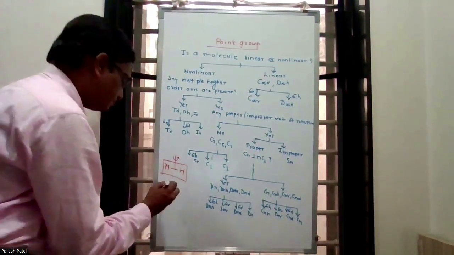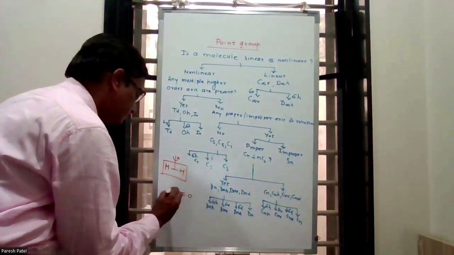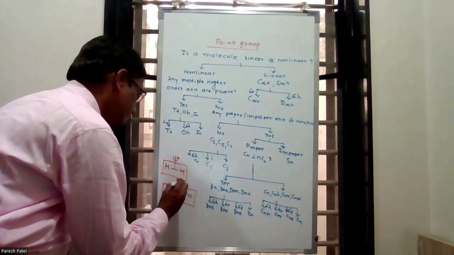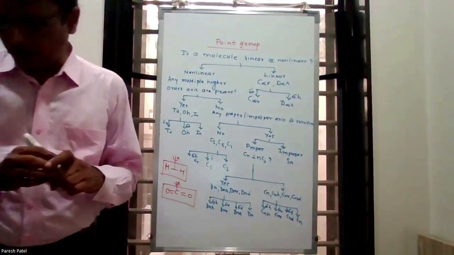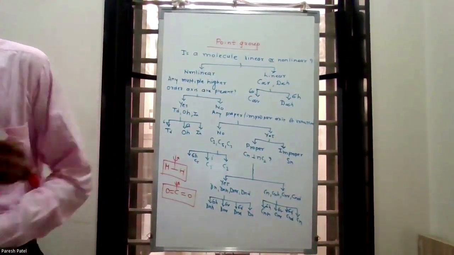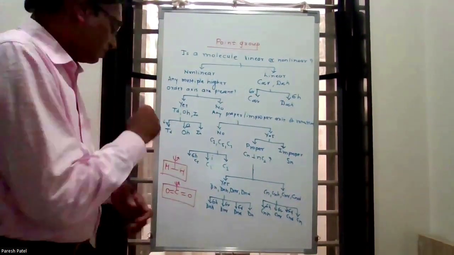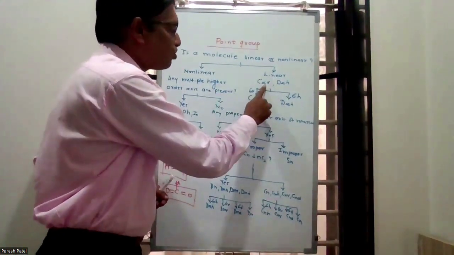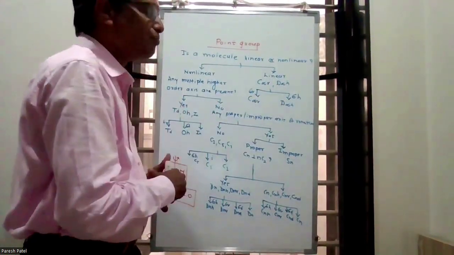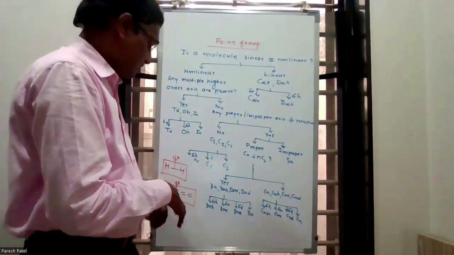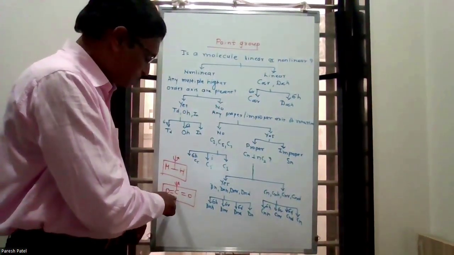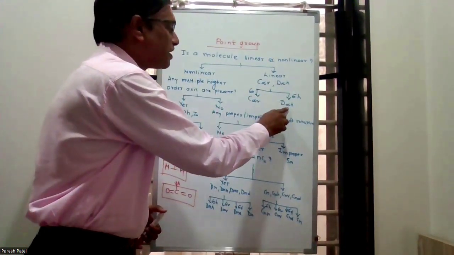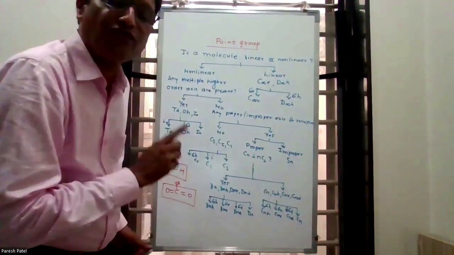Second molecule, this is the carbon dioxide molecule. In case of the carbon dioxide molecule, it is linear. It means we have to go for the C infinite V or D infinite H point group may be present. But in case of the carbon dioxide molecule, this plane is perpendicular to the main principal axis. It means sigma H is present. It means the point group is D infinite H.